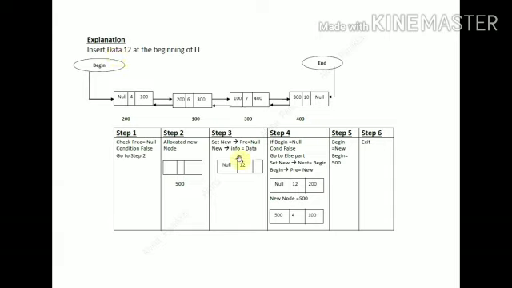In step 4, we are checking if begin equal to null. Is this a linked list that doesn't have any elements? No. It is a linked list that already has 4 elements. So this condition is false, and we will go to the else part.